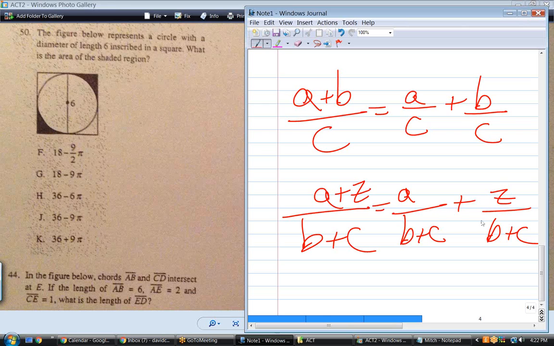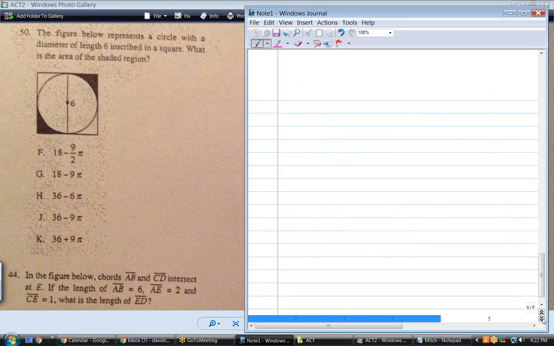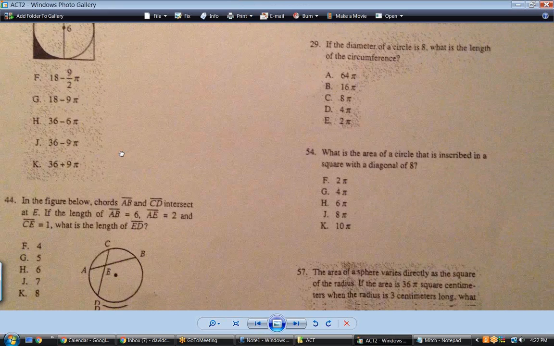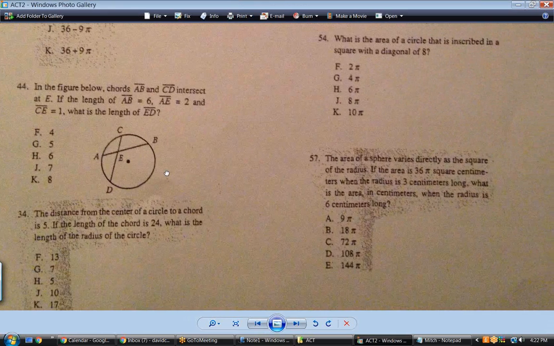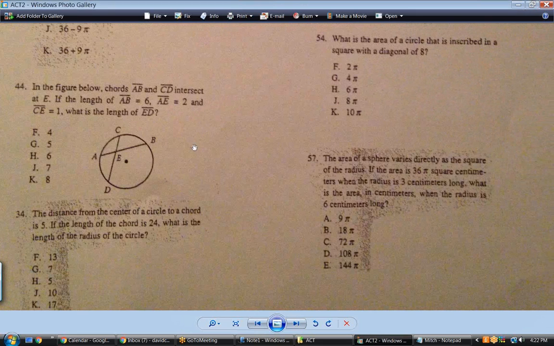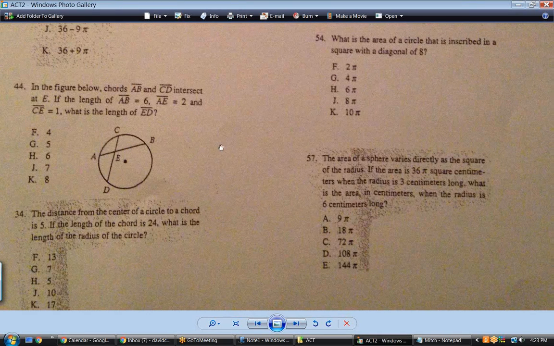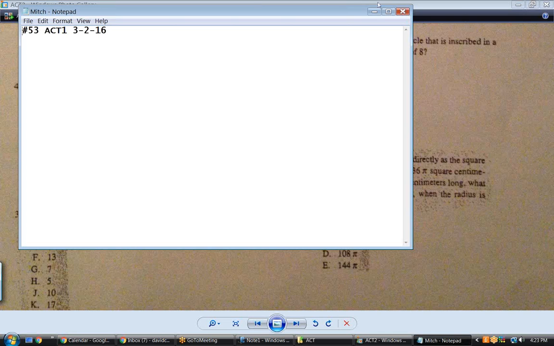All right. Another intersecting chord problem. Just remember that times that is equal to that times that. Let's go to 34.